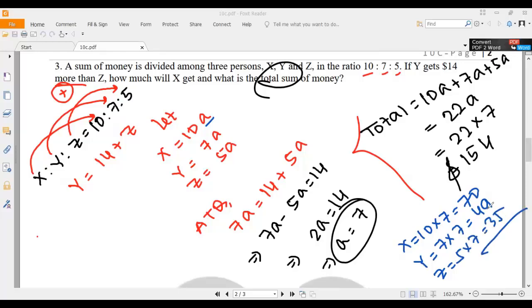And if we add 9 plus 5, 14, we have 1. 4 plus 4, 8. 8 plus 7, 15. Look, we will get the same result. I hope you understand this question properly.